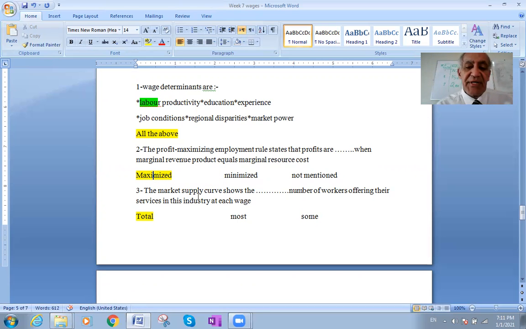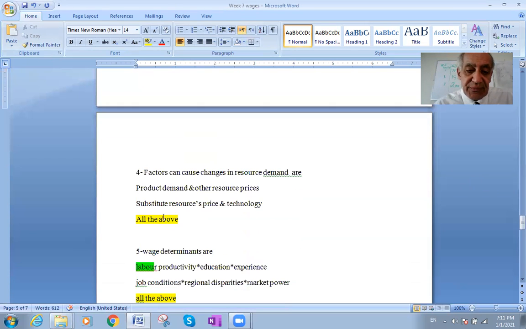Third, the market supply curve shows the total number of workers offering their services. So if there is a curve, will it show all the workers or a part of them? Logically, it will show all of them. So we'll put the total workers here.